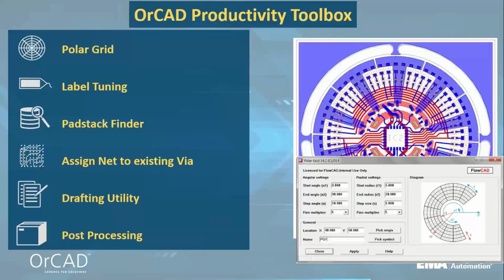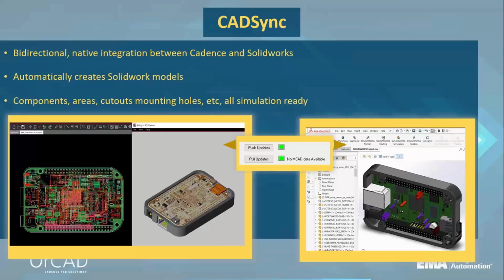And then there's the CAD Sync tool. This tool is going to allow you bi-directional and native integration between Cadence and SolidWorks. Automatically creates the SolidWorks STEP files for the models that you're going to have. So if we've got the models already, we don't need to have them in SolidWorks. We can create them with our translation, and then those SolidWorks STEP files will already be in the SolidWorks tools. Components, areas, cutouts, mounting holes, all that stuff can be sent back and forth between OrCAD and SolidWorks. Very nice tool.